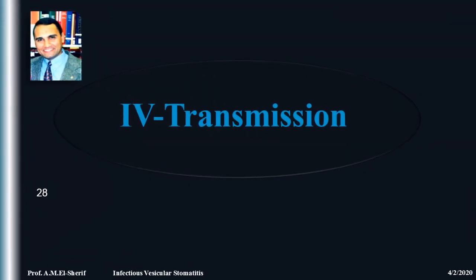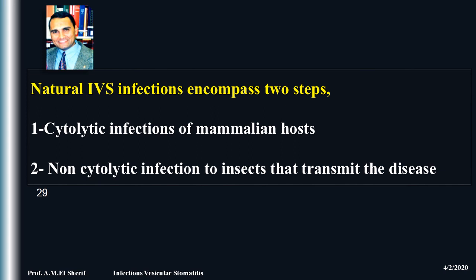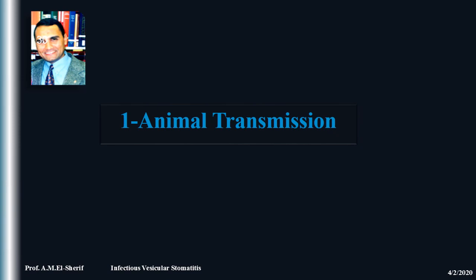Transmission of the disease. Natural infection with Indiana vesicular stomatitis virus is composed of two steps. Number one, cytolytic infections; this occurs in all mammalian hosts. Number two, non-cytolytic infections; this occurs in insects that transmit the disease to all mammalian hosts. Animal transmission.